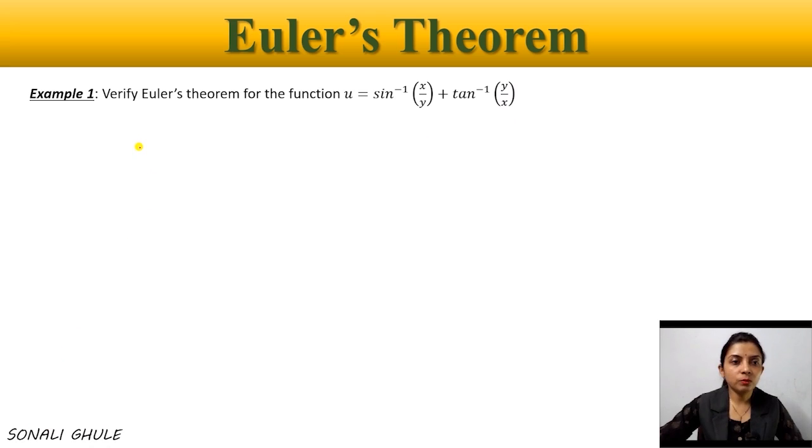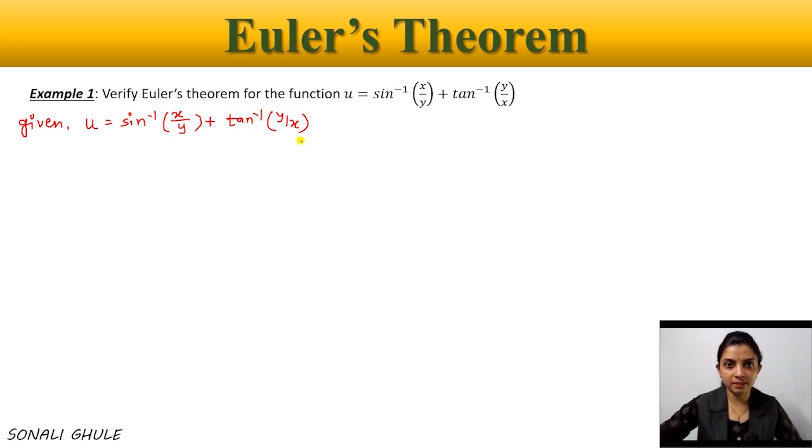Okay, so here first of all we are always going to write the given part: u is equal to sin inverse x upon y plus tan inverse y upon x. Okay, now see here, I have to verify Euler's theorem. According to this, first of all I have to check whether this given function is homogeneous or not.